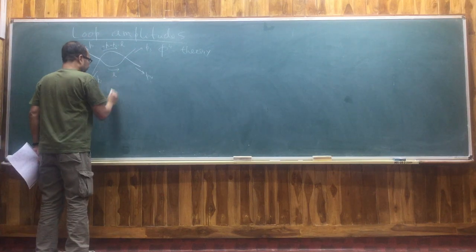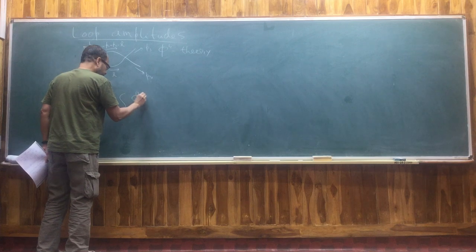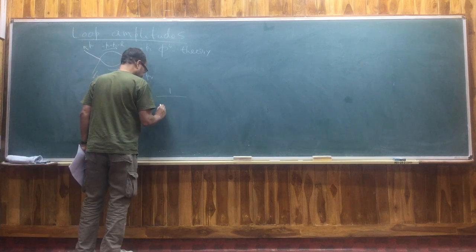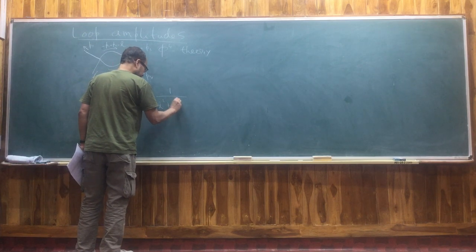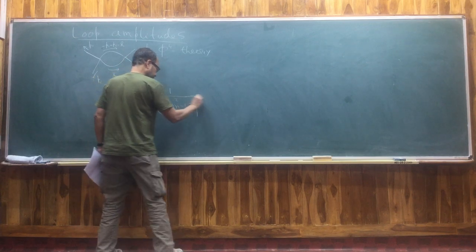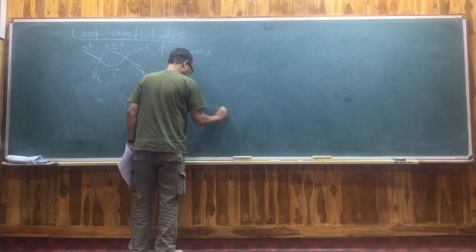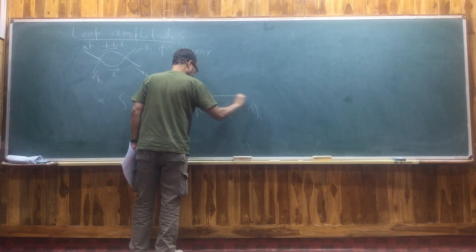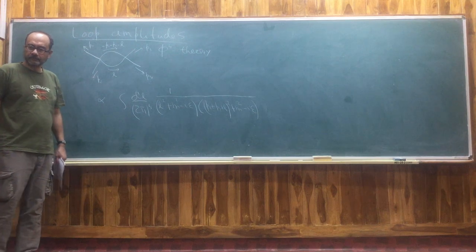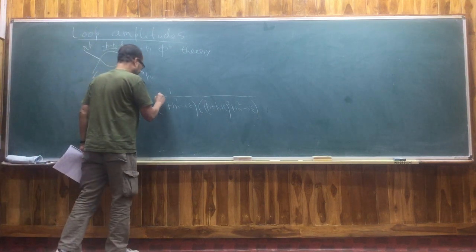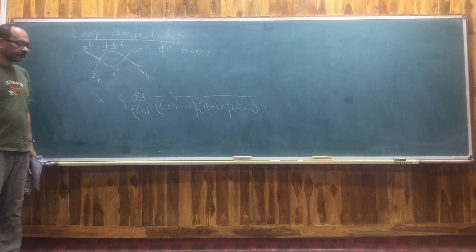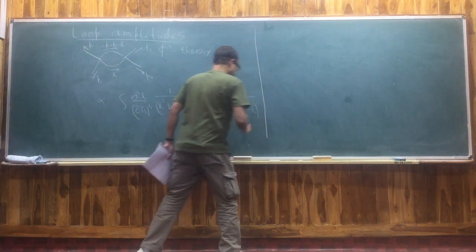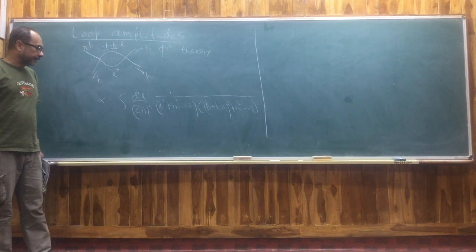So this one is proportional to an integral of the following form. We have d^4L over (2 pi)^4, 1 over (L^2 + m^2 - i epsilon) and ((p1 + p2 + L)^2 + m^2). Okay, I have ignored minus signs and i's, etc., which are all outside. So this has potentially different kinds of divergences.